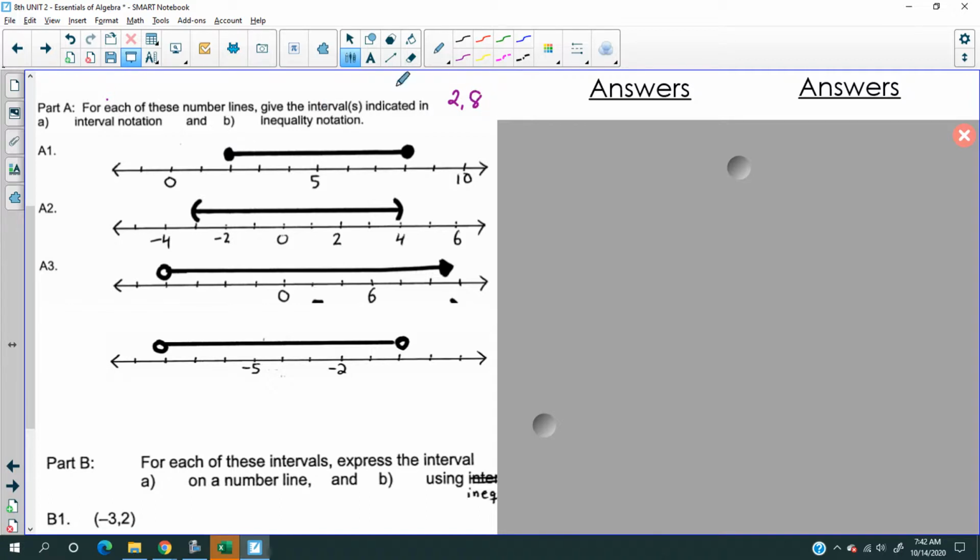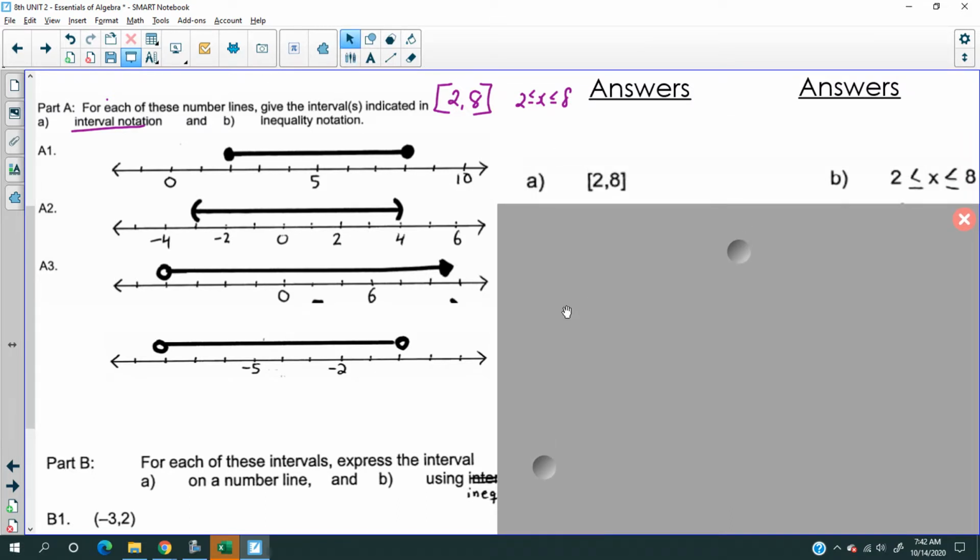Now, the question is, again, for interval notation, am I going to use a parentheses or bracket? What do you think? They're both inclusive. Yeah. Now, what about the inequality? That's easy. It's just between 2 and 8, with an x in between. They're both inclusive, so less than or equal to. Okay, that's it. Now, let's see if we're right.